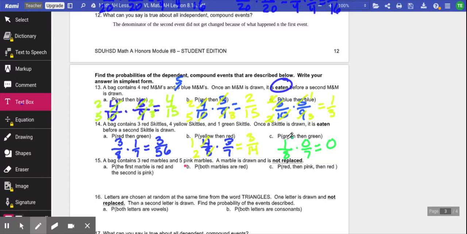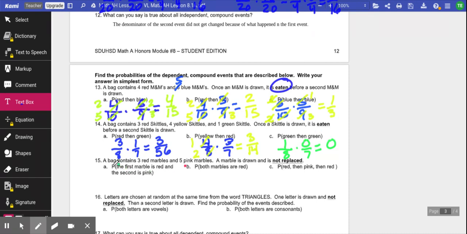Here it wants me to get a green and a green. Well, are there 2 greens in the bag? There's not 2 greens in the bag, there's only 1. So here, I don't get a chance of getting a green and green. That doesn't exist. So we had 1 out of 8, 0 out of 7. That gives me a 0 chance of getting 2 greens.